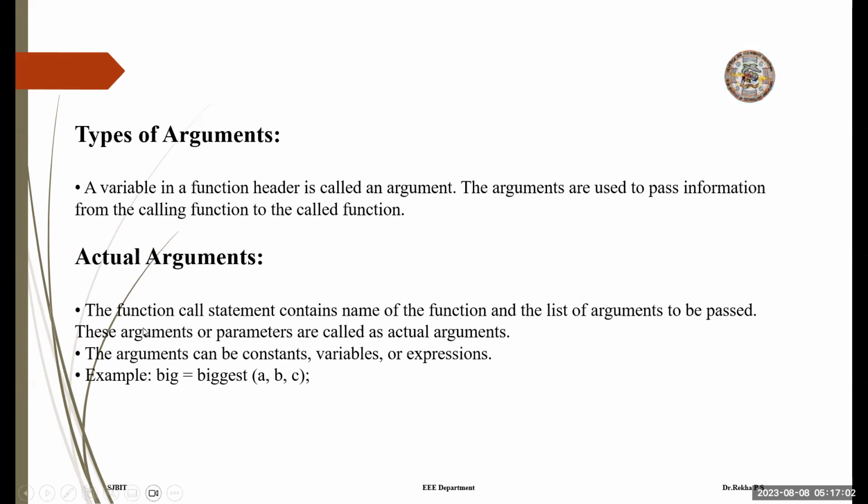So actual arguments: the function call statement contains the name of the function and the list of arguments to be passed. So these arguments or parameters are called actual arguments. These arguments can be constants, variables, or expressions. So calling a function biggest(a, b, c), it will return the value big.